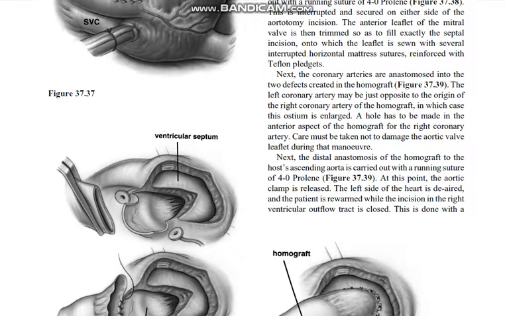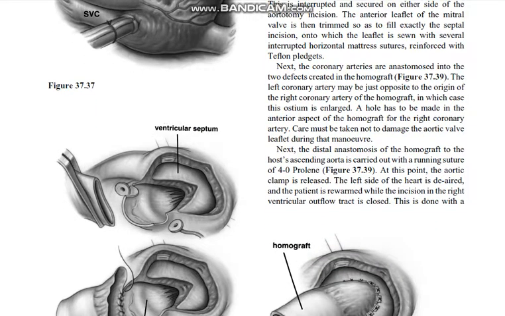Next, the coronary arteries are anastomosed into the two defects created in the homograft. The left coronary artery may be just opposite to the origin of the right coronary artery of the homograft, in which case this ostium is enlarged. A hole has to be made in the anterior aspect of the homograft for the right coronary artery. Care must be taken not to damage the aortic valve leaflet during that maneuver.